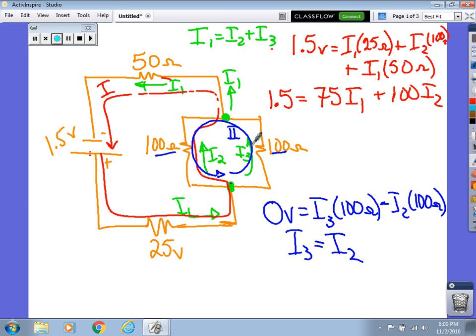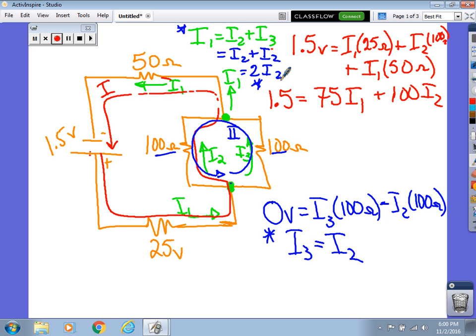Now your game is real simple. You have 1, 2, 3 equations to play around with and get something to fall out. All right, well this one's kind of useful because it tells me that I3 is the same as I2, so I can rewrite it this way. I2 plus I2. Well, that makes it even nicer because that means I1 is equal to 2 I2.